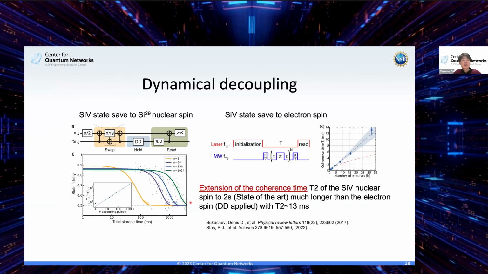And here we can also implement the dynamic decoupling introduced by Professor Ido Wax in the previous talks, and this can extend the coherence time to the state-of-the-art 2 seconds, which is still much longer than if you want to save it in the electron spin. Even if you save in the electron spin, you can apply dynamic decoupling, but it's limited to around 10 milliseconds. So still, saving in the nuclear spin gives you an advantage in coherence time, at least in the silicon vacancy centers.